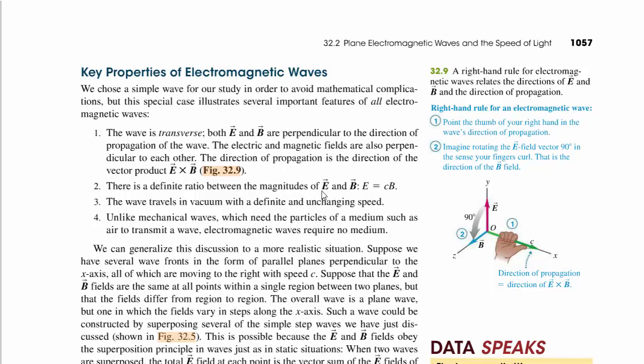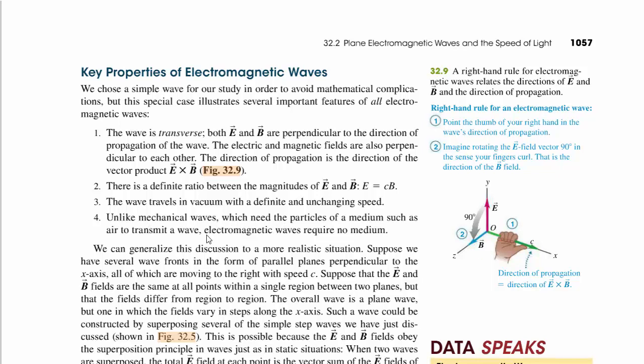There's also, the magnitudes of the E and B fields are related by the speed of light. So if you know the magnitude of E, you can tell the magnitude of B. That speed of light, C, is a constant and unchanging speed as long as you're in vacuum. This is the universal speed limit we've said before. We haven't really said why it's the universal speed limit, but we have found that it is unchanging.